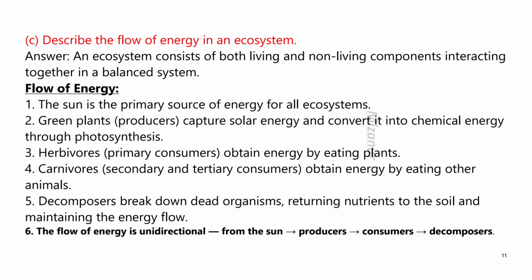Question C. Describe the flow of energy in an ecosystem. Your answer. An ecosystem consists of both living and non-living components interacting together in a balanced system. Flow of energy. First, the sun is the primary source of energy for all ecosystems.